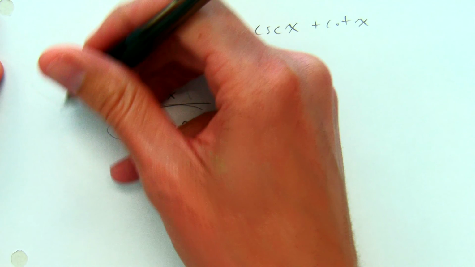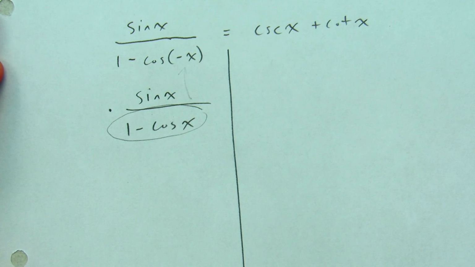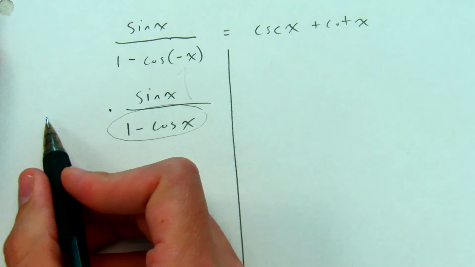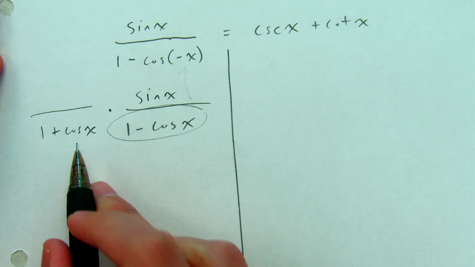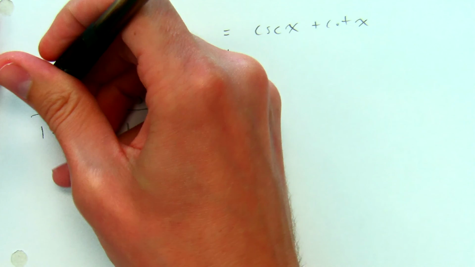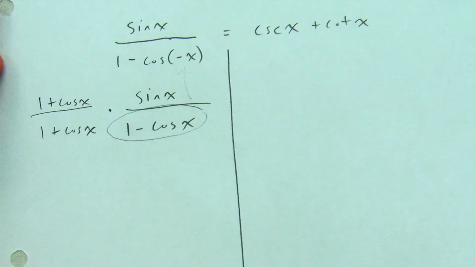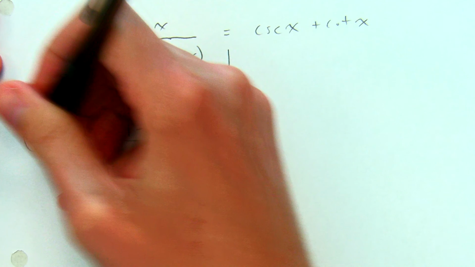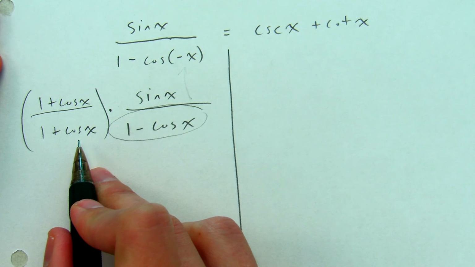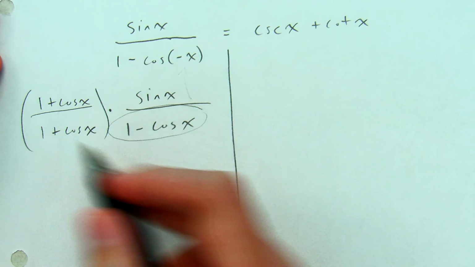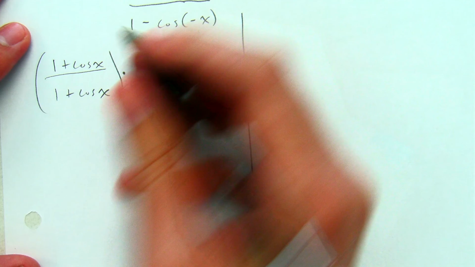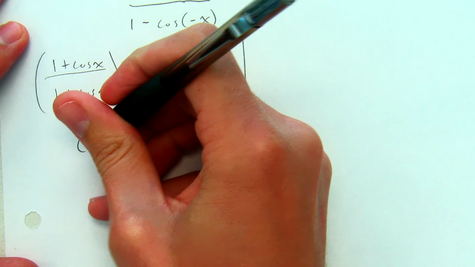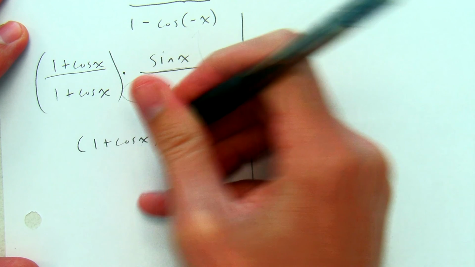Now, I can't just multiply by anything and expect it to stay the same. I can only multiply by 1. So if I multiply by 1 plus cosine x on the denominator, I have to multiply by 1 plus cosine x on the numerator too, because this whole thing is just equal to 1, and multiplying by 1 doesn't really change this. Okay, on the numerator I've now got 1 plus cosine x times sine x.